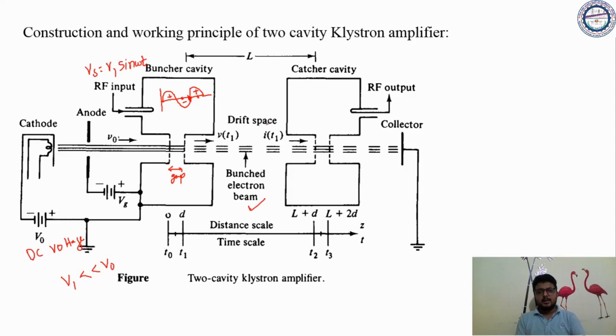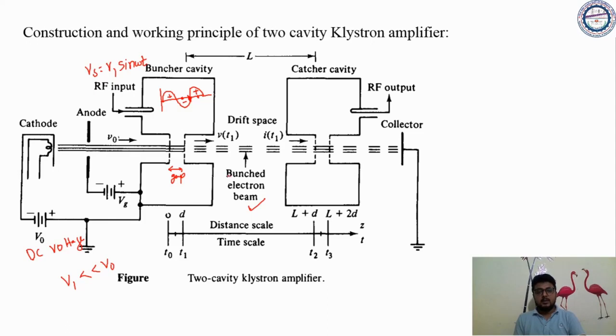So we have I_T1, and this is the modulated velocity V of T1. Okay, we will use this timeline while explaining the velocity modulation and the bunching process. So this is all about the working principle and construction of the klystron amplifier. Now we will see the characteristics of the two cavity klystron amplifier.